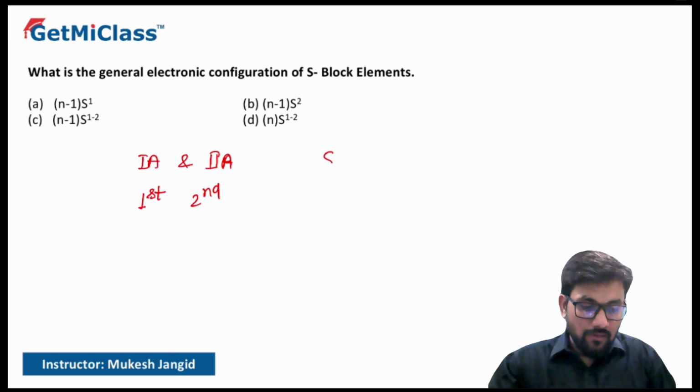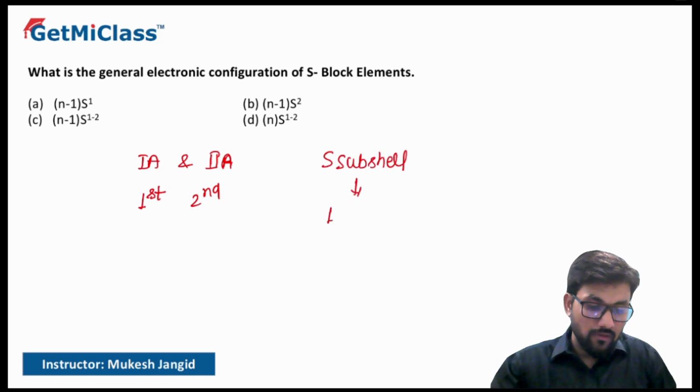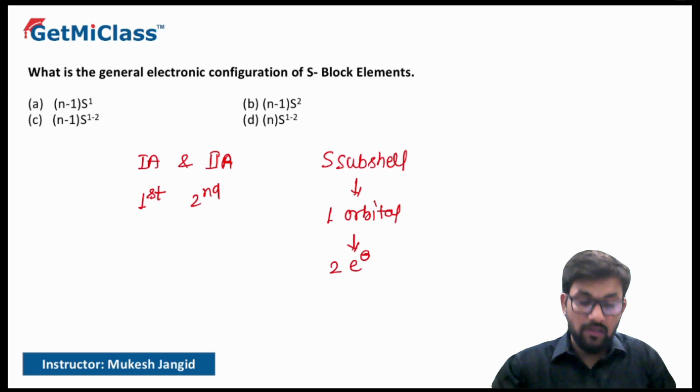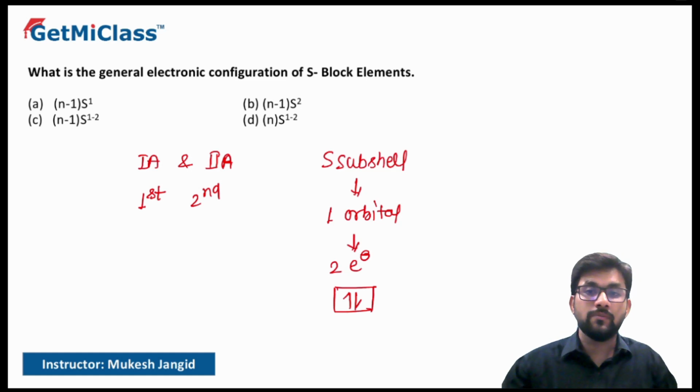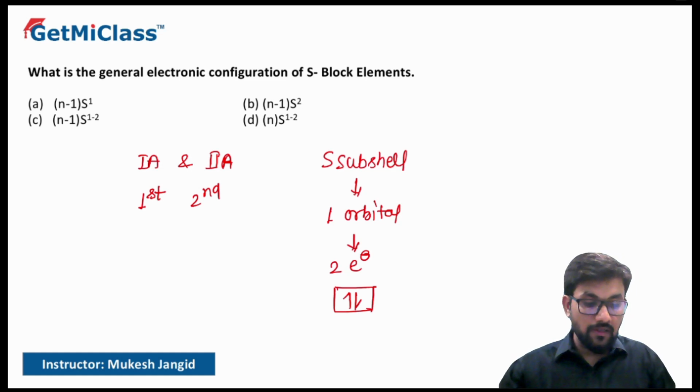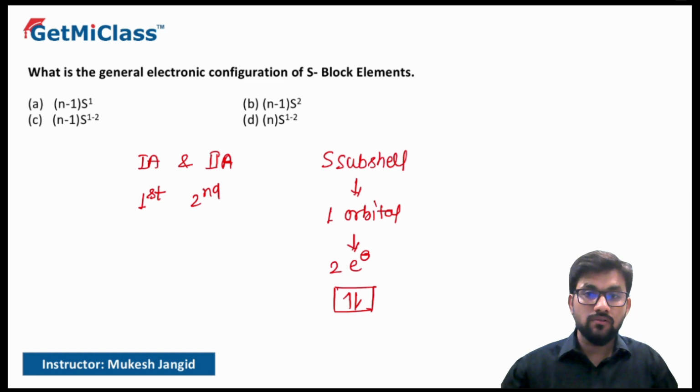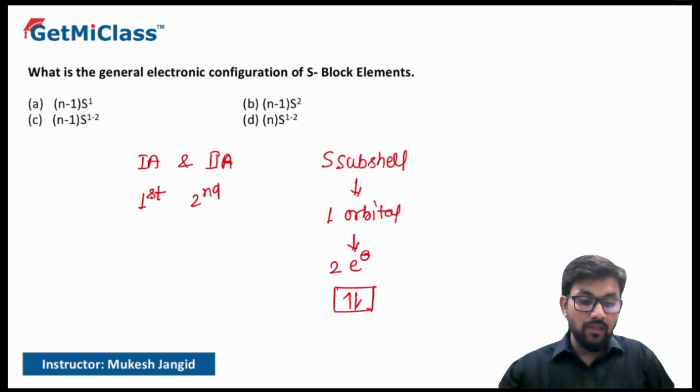We know that the S subshell has one orbital, and one orbital can hold a maximum of 2 electrons. While filling these 2 electrons in an orbital, we can estimate in how many groups it can be further divided. If an element has only 1 electron in its S subshell, or in its S orbital, it will be categorized accordingly.